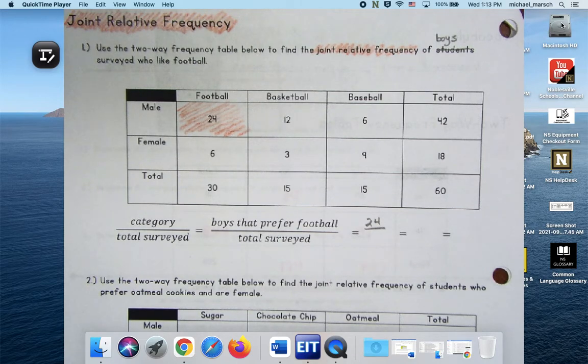The next. So how many total students were surveyed? 60.